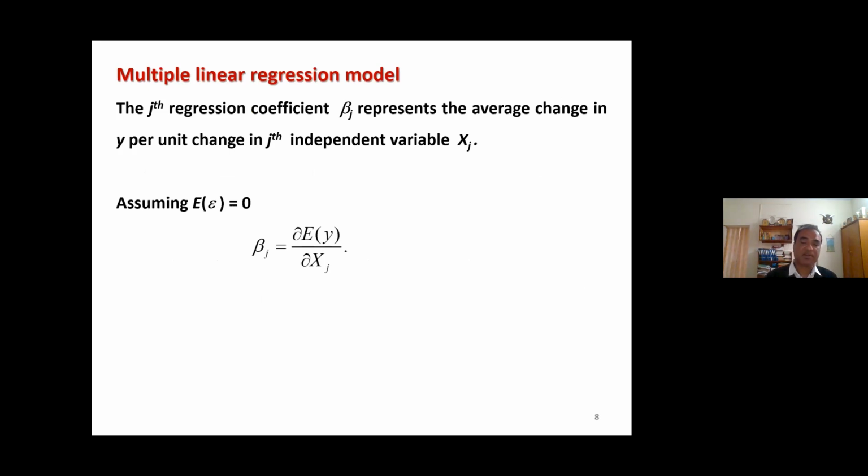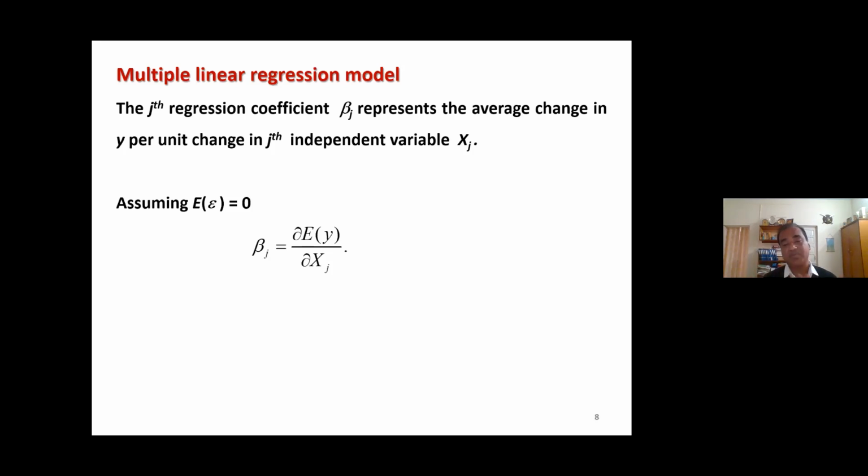Means if you assume that the random error in the population on an average is going to be 0, then the jth regression coefficient beta j can be expressed as the partial derivative of the expected value of y, that is the average value of y, with respect to xj. That means beta j indicates the increase in the average value of y with an increase of 1 unit in the jth independent variable.